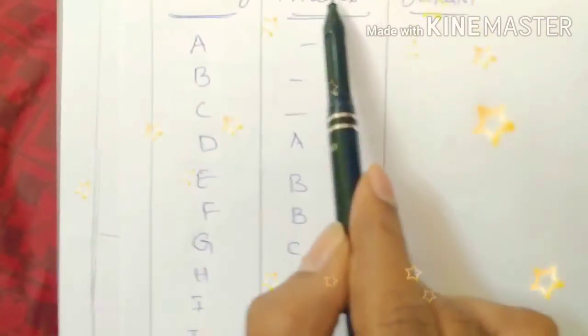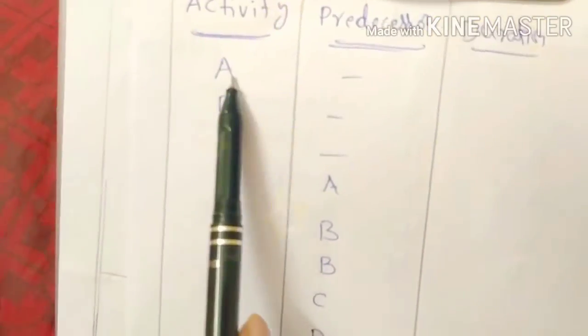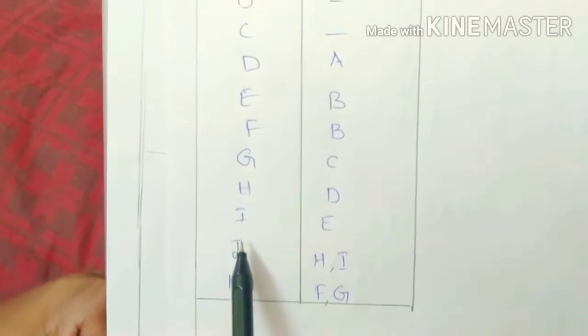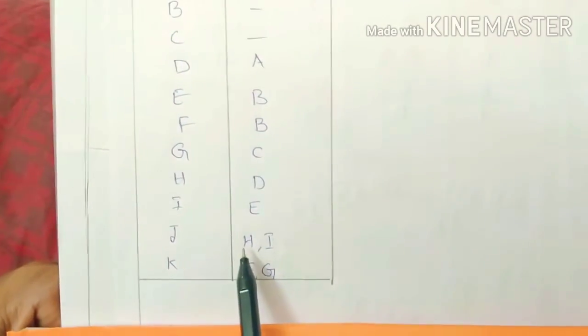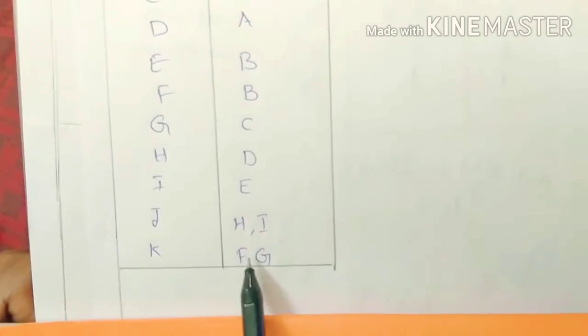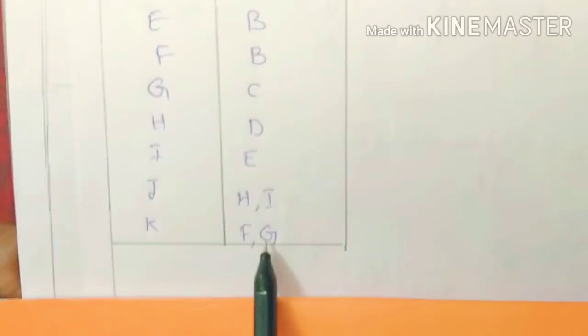So this is another illustration. In this illustration, activity is there, and the before activities are there. Look here, before A nothing is there, before B nothing is there, before C nothing is there. Next to that, they have given the before activities. You need to remember in this particular problem, activity J has two before activities. That means there is a junction there. Activity K also has two before activities, F and G.